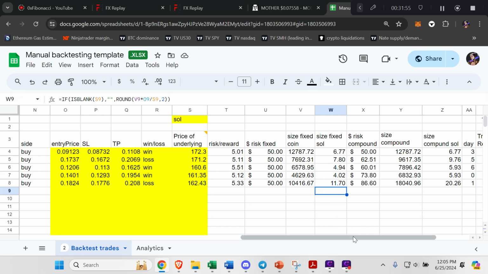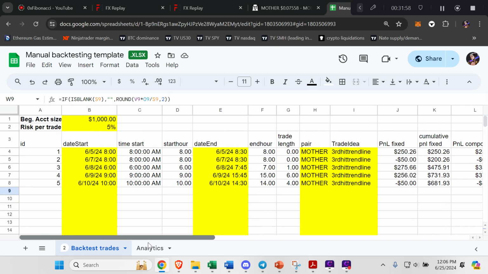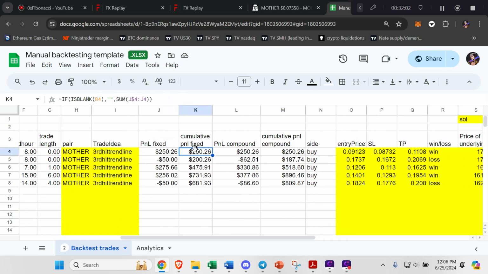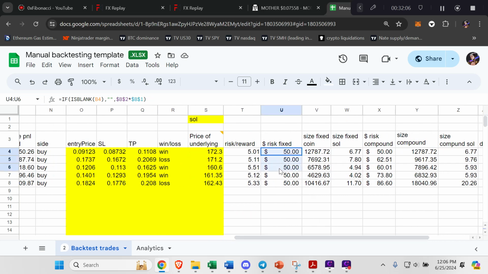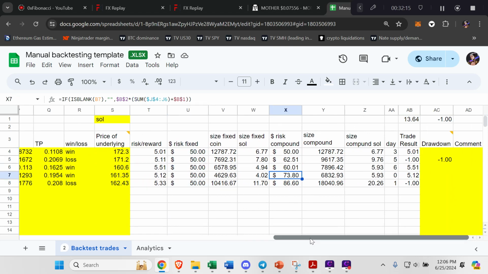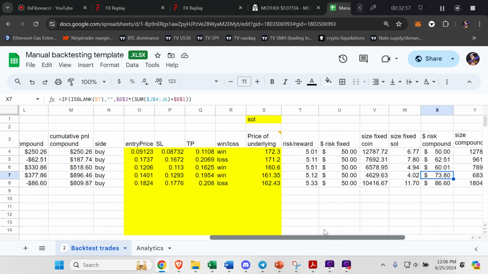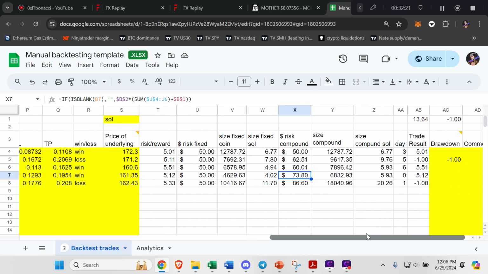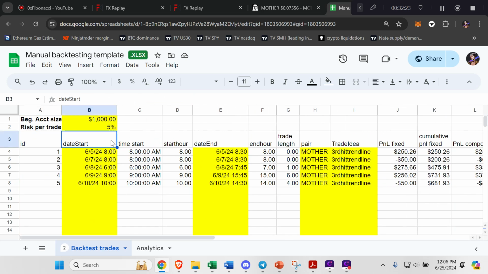And then you could do compound or fixed. It's easier if you just risk $50 per trade consistently, but some people prefer compounding over time. So as your account grows, maybe you'll still stick with the 5% risk, but you'll compound it over time. So I have some options in here, and I might actually add a little filter up top that'll let you filter by fixed or compound to make it a little easier.